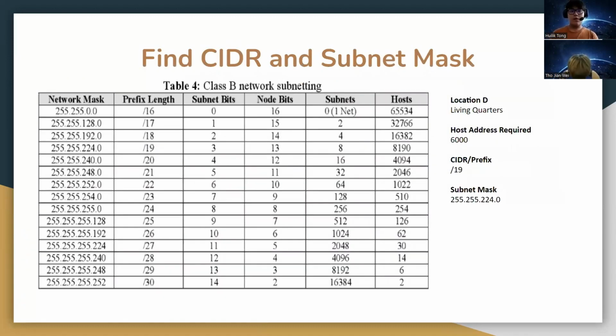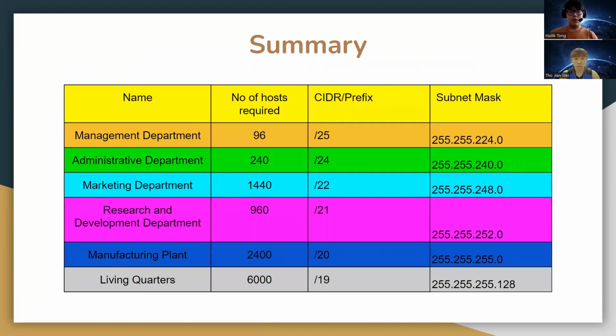All right, how do you find the CIDR and the subnet mask? For example, location D, living quarters, host addresses required is 6,000. So the minimum hosts, as you can see in the table, is 8,190, and it is at the /19 prefix. So the subnet mask is 255.255.224.0. That's the most suitable one for location D. This is a summary of the table. You can take it from the class B subnetting network table.